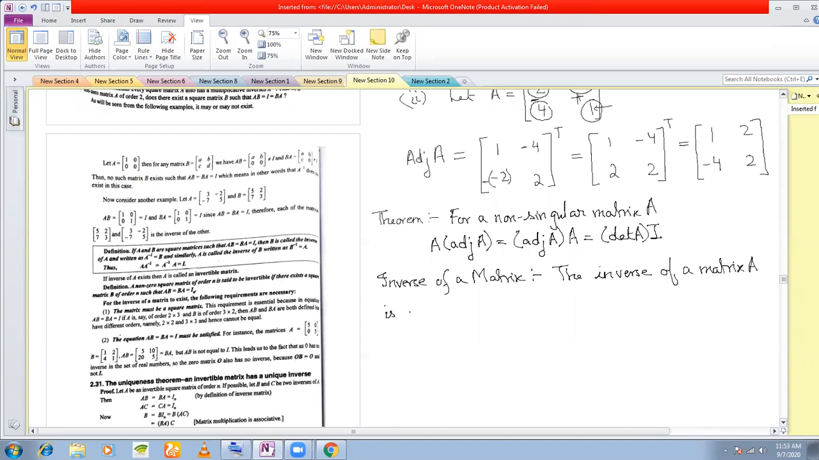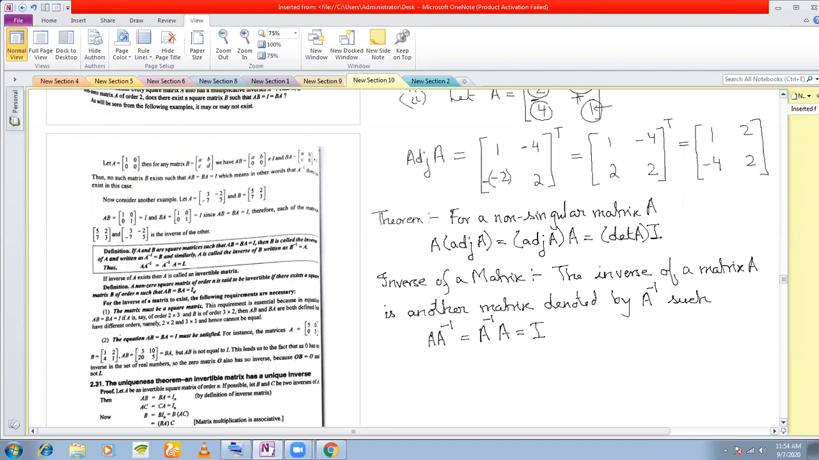is another matrix denoted by A inverse, A superscript -1, such that when A is multiplied by its inverse, or when A inverse is multiplied by A, it gives you the identity matrix.